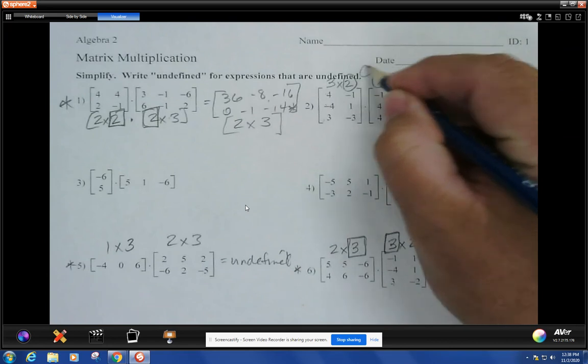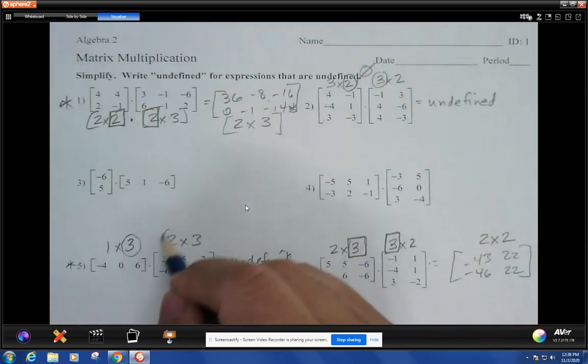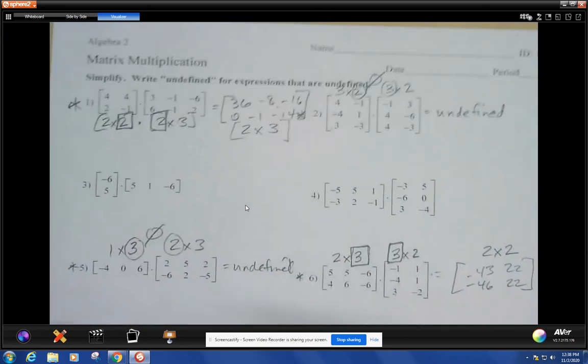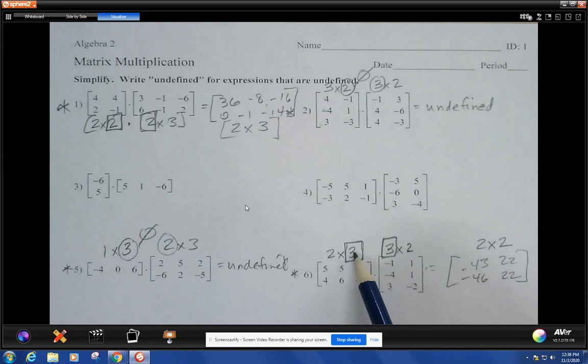So they're not the same, okay? They're not the same. Same here. I had a 3 and a 2. They are not the same. And so you've got to compare the columns in the first matrix and the rows in the second matrix, and they have to be the same before you can multiply.